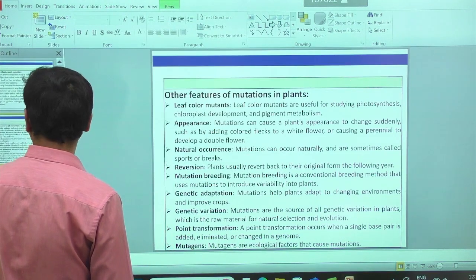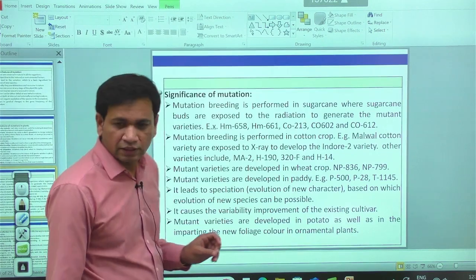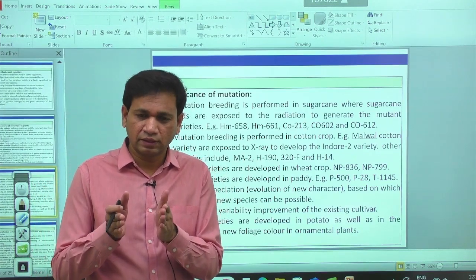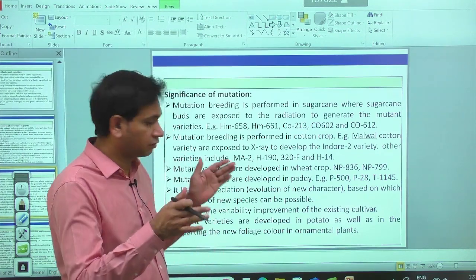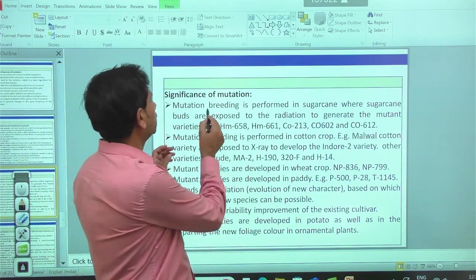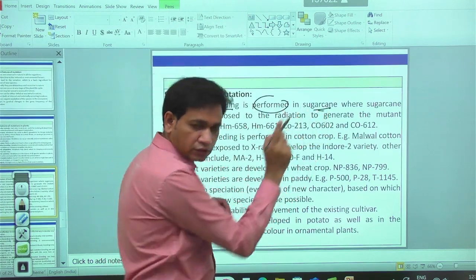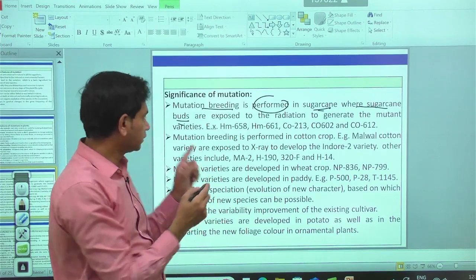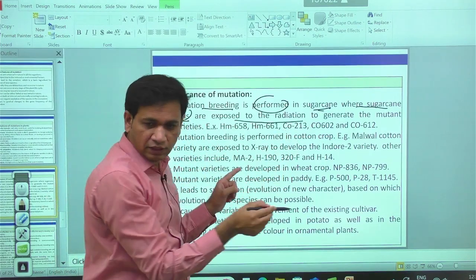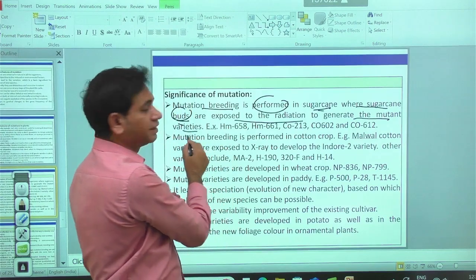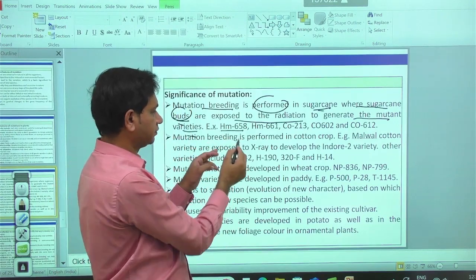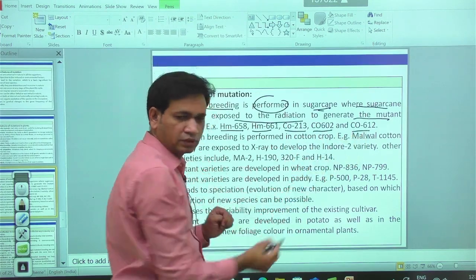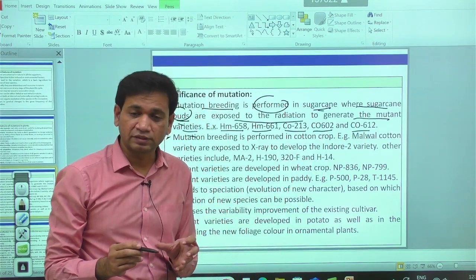Apart from that, we have the significance of mutation, because in plant breeding we have already discussed the 10 marks question. A mutant variety is an output of mutation breeding, so you have to add this point also. Mutation breeding is performed in sugarcane, where the nodes, the sugarcane buds, are exposed to different kinds of radiation to generate mutant varieties. Example: we have developed HM658, HM661, Coimbatore 213, Coimbatore 602, and Coimbatore 612. They are the names of mutant varieties in sugarcane.